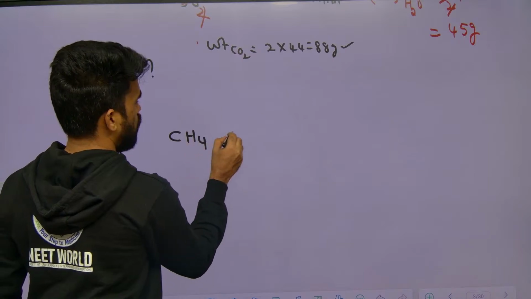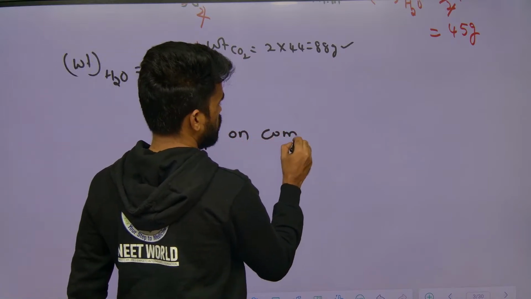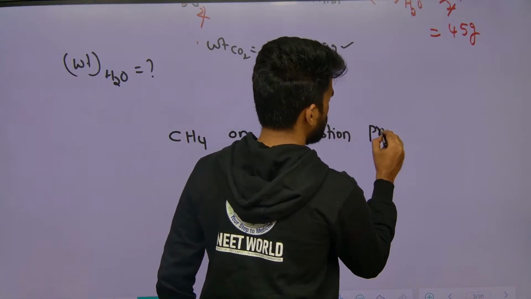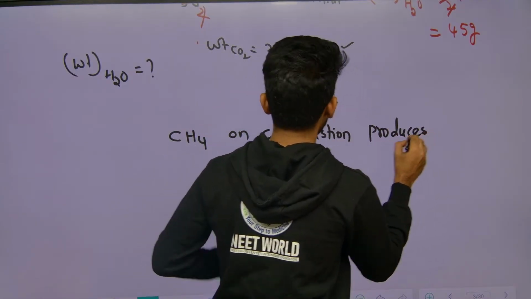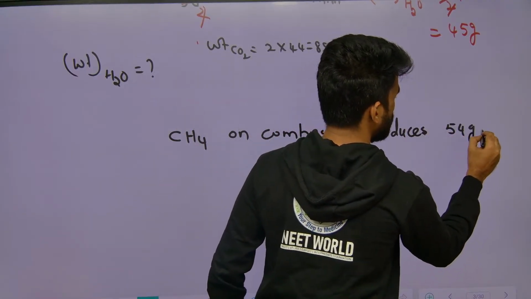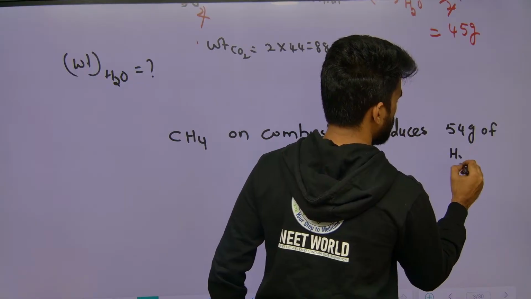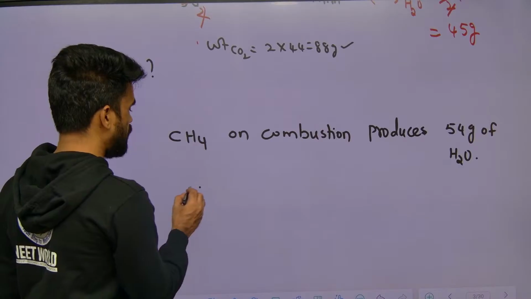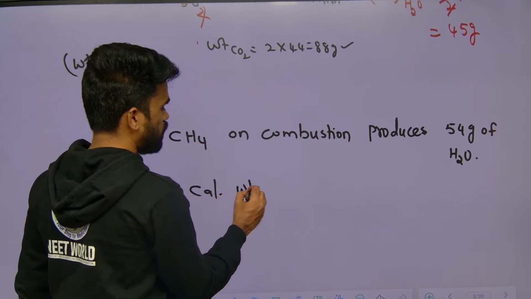Methane on complete combustion produces 54 grams of water. How many grams of water? 54 grams of water. Calculate the weight of methane.